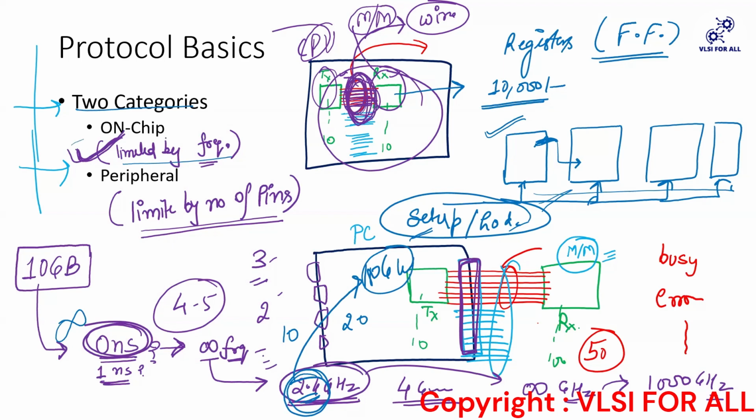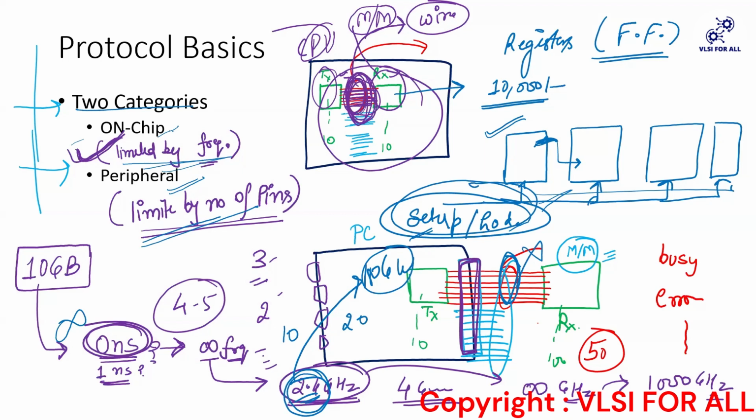The reason for this on-chip protocol limitation is just because of setup and hold, and for the peripherals, it is limited by the number of pins. If you don't care about the number of pins at the peripheral, an on-chip protocol can also be used at the peripheral. So there is no limitation on the protocol side, but there is a purpose to achieve that. We are categorizing like that, and we are using them like that.